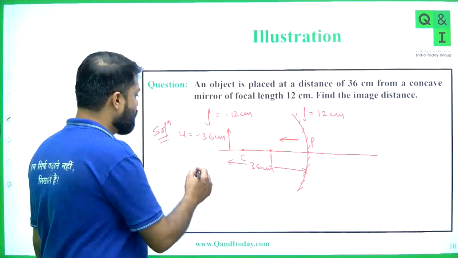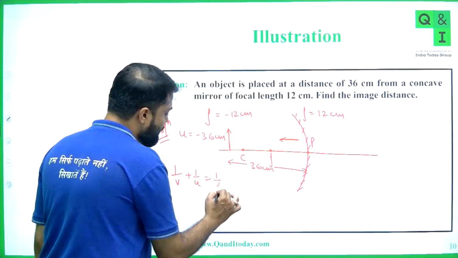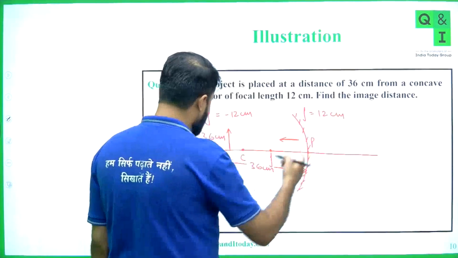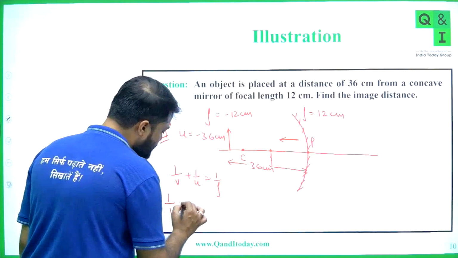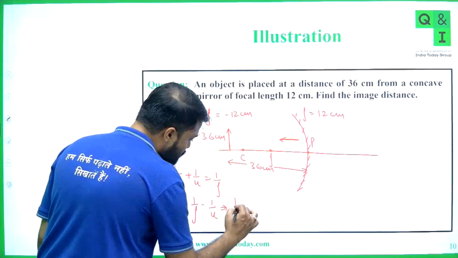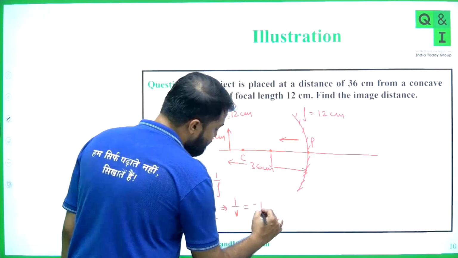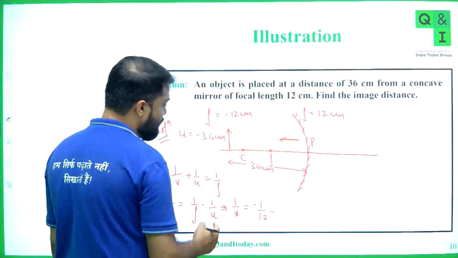Okay. Now use the mirror formula: 1 by V plus 1 by U is equal to 1 by F. Now we are talking about image distance. So 1 by V is equal to 1 by F minus 1 by U. Now put the values. F is minus 12, so 1 by V is equal to minus 1 by 12 minus 1 by U.